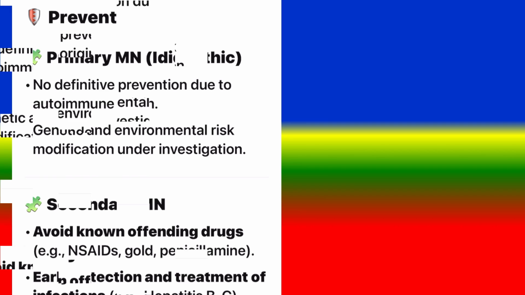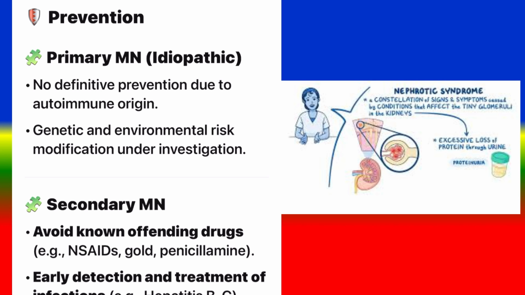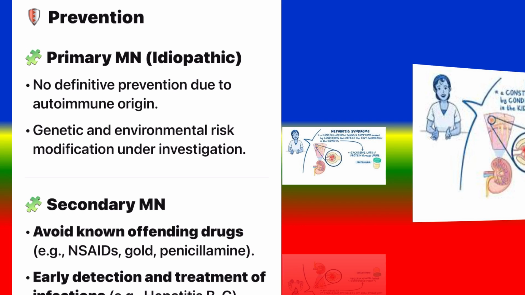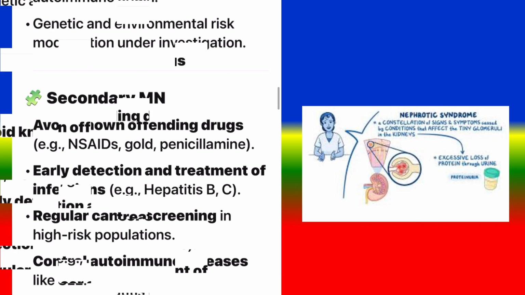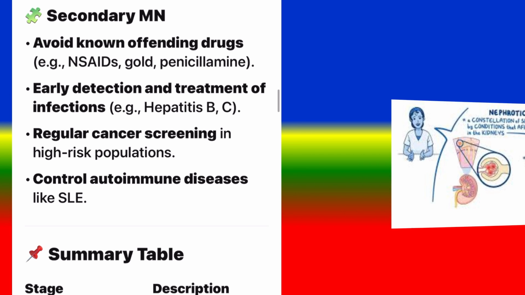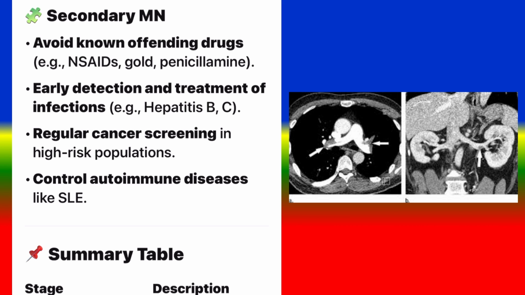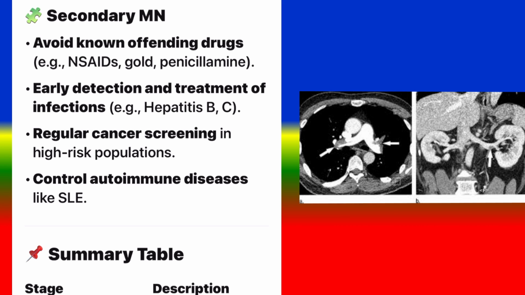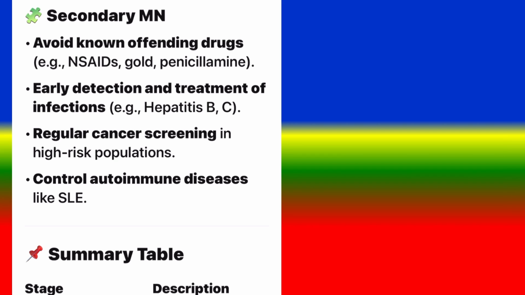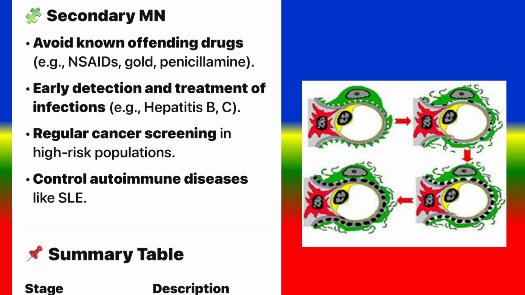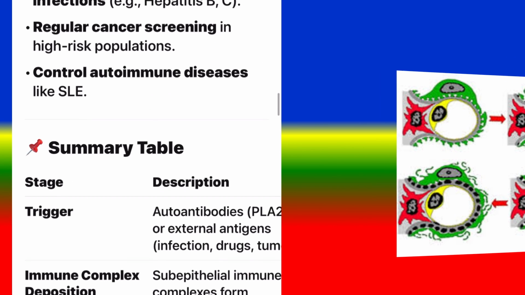Prevention. Primary MN, idiopathic: no definitive prevention due to autoimmune origin. Genetic and environmental risk modification are under investigation. Secondary MN: avoid known offending drugs, e.g. NSAIDs, gold, penicillamine. Early detection and treatment of infections, e.g. hepatitis B, C. Regular cancer screening in high-risk populations. Control autoimmune diseases like SLE.